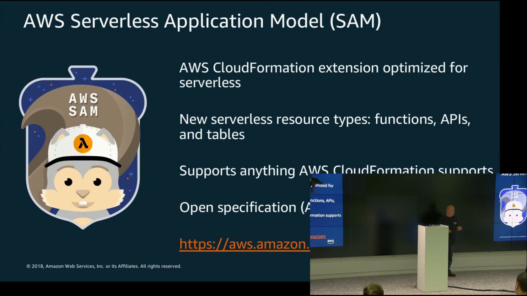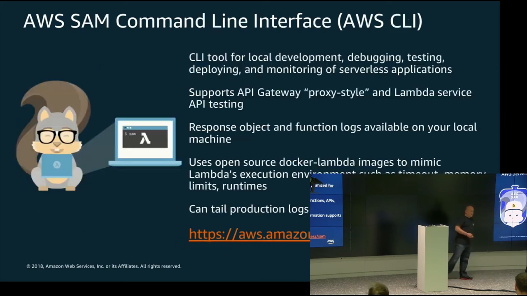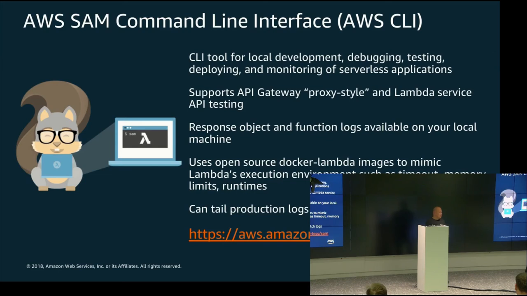Serverless Application Model, SAM, is the CloudFormation extension that's optimized for serverless. We already saw the example when I was deploying this 8-ball thing into my Lambda environment. It allows you to use new serverless resource types like functions, APIs, tables. It supports anything that CloudFormation, this infrastructure as code concept, supports. And it's an open specification with Apache 2.0 license. There is also a SAM command line interface currently available in beta, if I'm not wrong, that is a CLI tool for local development.